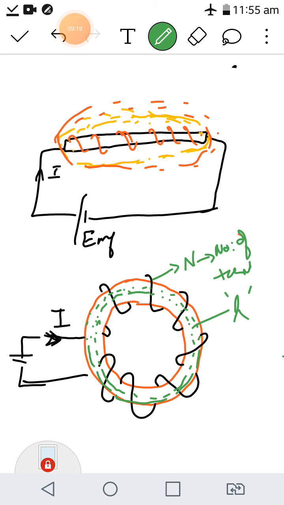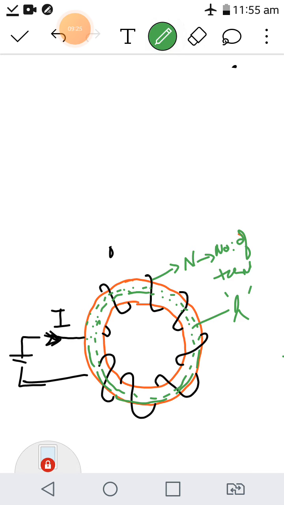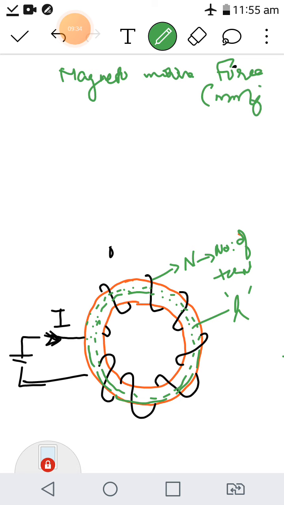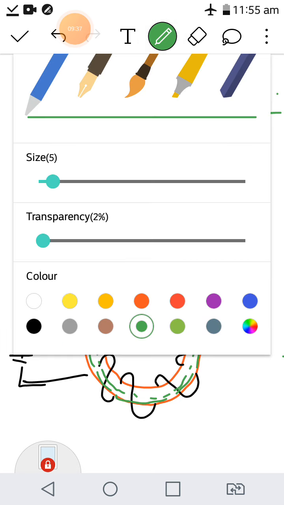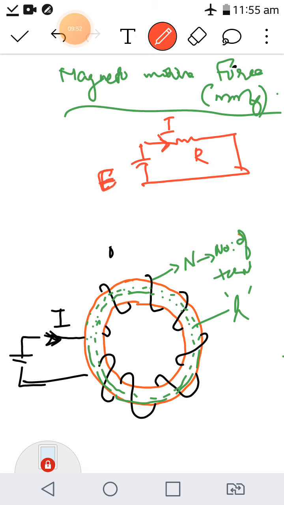If you know like this, the next thing we need to learn is, what is the meaning of MMF? Magnetomotive force, or MMF. So MMF is analogous to EMF in an electrical circuit. What is EMF? Suppose that there is a circuit like this. E is the EMF, R is the resistance, and I is the current through it. The force which drives this current through the circuit is called EMF. This battery is the driving force behind current. Similarly, there is a term in a magnetic circuit that is called MMF.